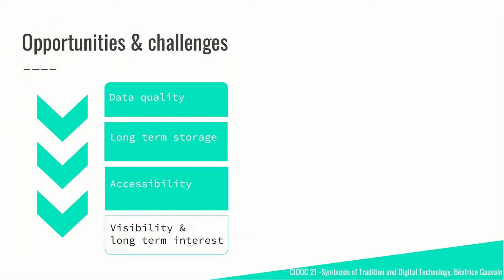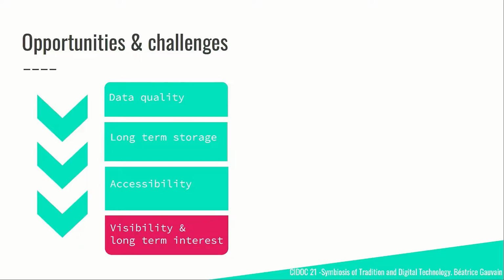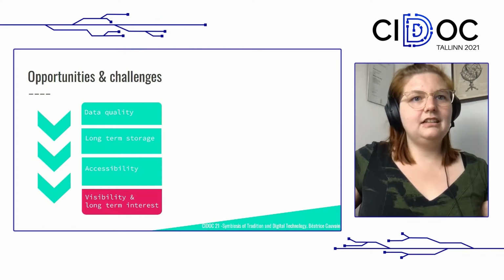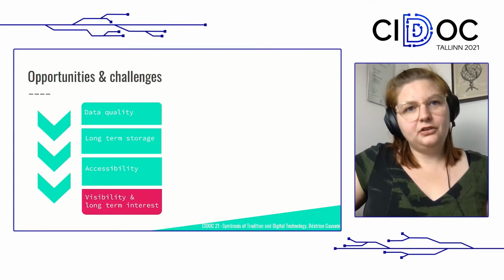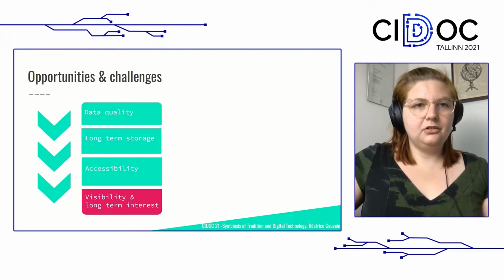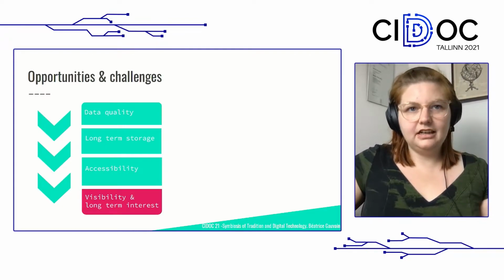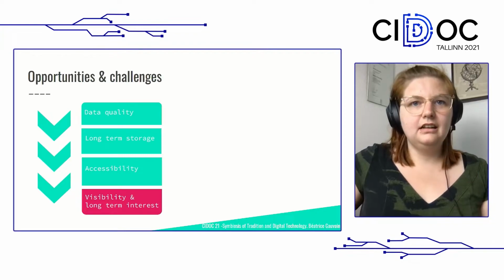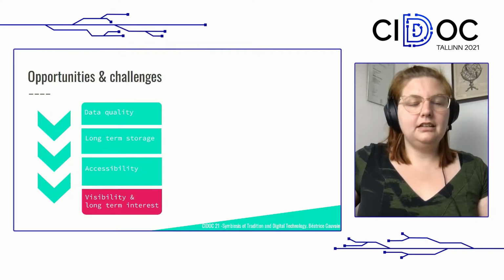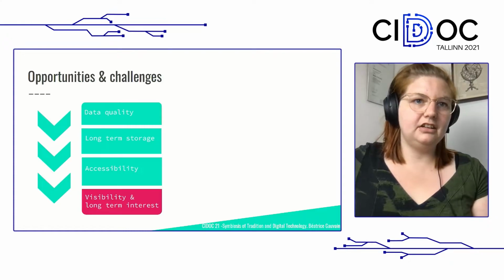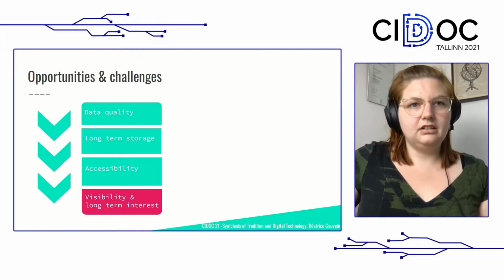So data curation addresses the quality, long-term storage, and also accessibility when combined with FAIR principles and things like that. But it does not address visibility and long-term interest in the data. So the question is, in an analog world, curators in art museums and galleries create meaning through curation. It involves contextualization, linking objects and storytelling. For long-term interest and visibility, these methods should also be applied to cultural heritage in the digital space, and not just in the physical collections.